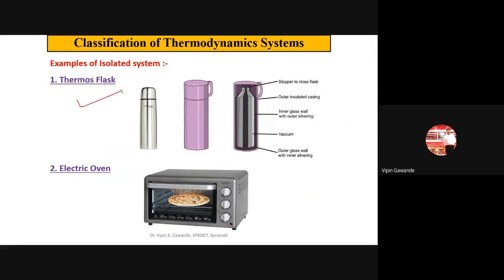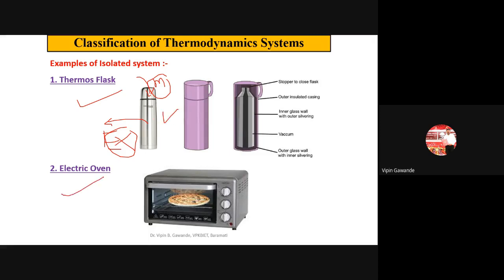What is the example of an isolated system? It is the thermos. Suppose you put some mass, the tea or coffee, inside this thermos, and there is no exchange of energy. You will get hot coffee after 5-6 hours, so that means there is no exchange of heat. So here this is the thermos.